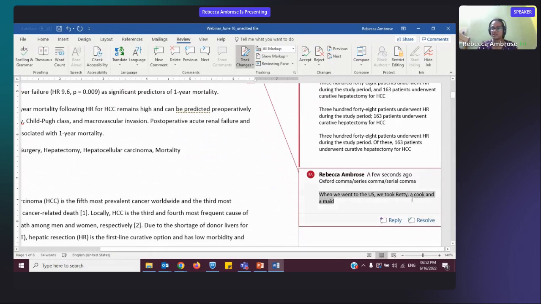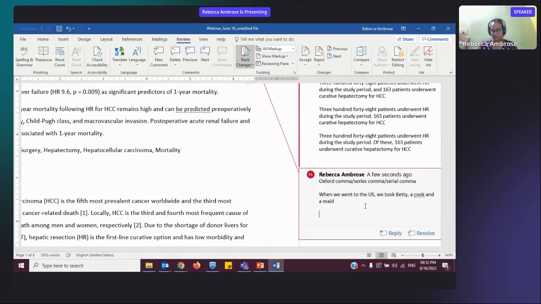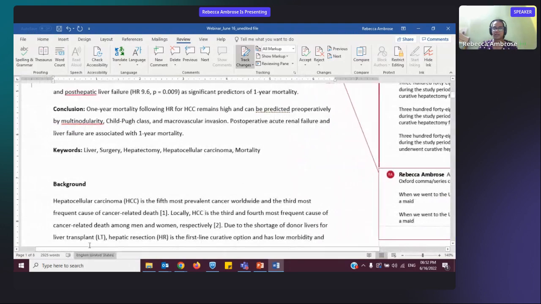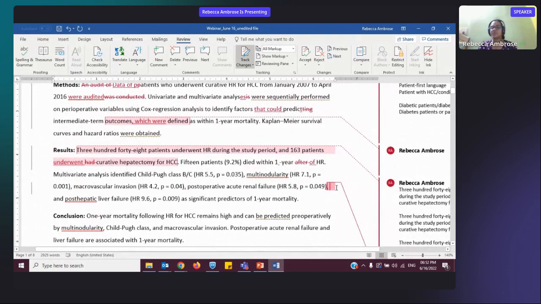Now, in this sentence, without the comma over here, it reads as if whoever went to the US, they took Betty, and Betty was the cook and the maid. But if the writer is actually trying to tell us that they took three people, then you would have to add this. Only when you add this is it obvious that they took Betty, they took a cook, and they took a maid. So this comma just basically helps in better clarity. So we recommend adding this just to ensure there is no ambiguity in any case for your reader. So which is why I've added this.